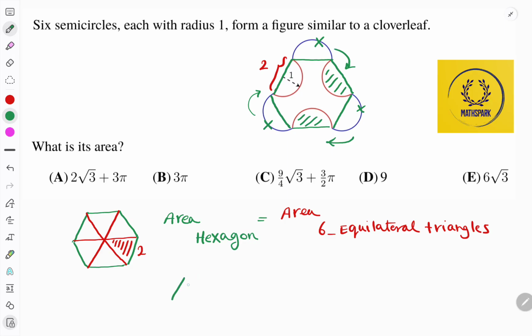So we have this triangle, equilateral triangle, with side lengths 2. There is a formula for finding the area of this equilateral triangle, which is radical 3 over 4 a squared. What is a? A is the side lengths of this triangle.